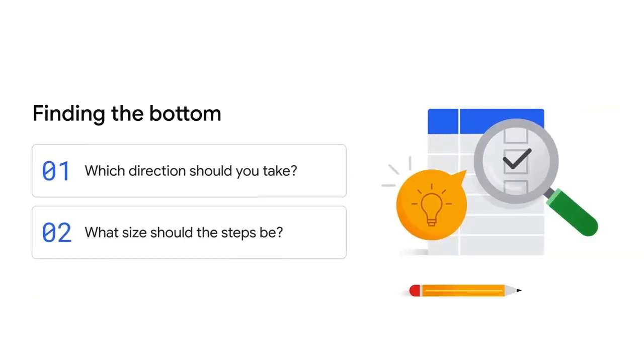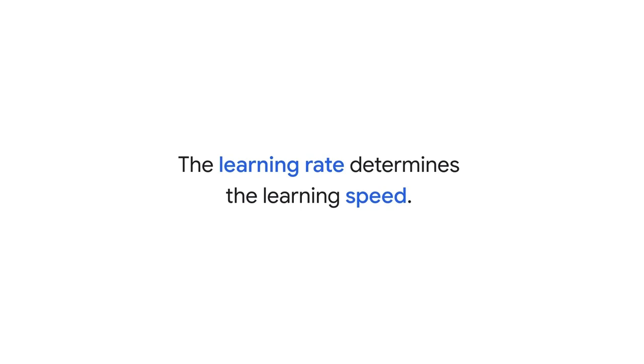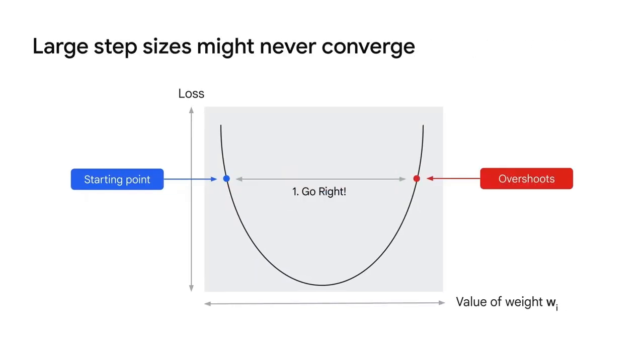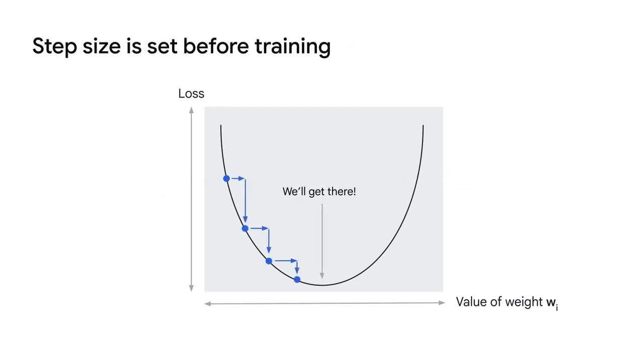The second question in finding the bottom is, what size should the steps be? The step size depends on the learning rate, which determines the learning speed of how fast you bounce around to reach the bottom. Step size, or learning rate, is a hyperparameter that is set before training. If the step size is too small, your training might take too long. If the step size is too large, you might bounce from wall to wall, or even bounce out of the curve entirely without converging. When step size is just right, you're set.